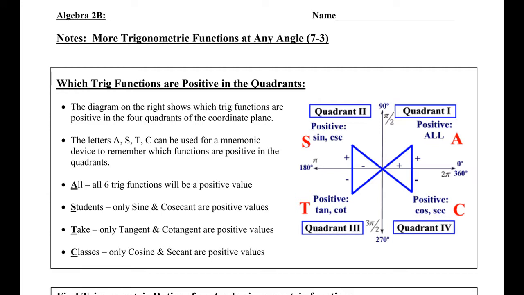To help you remember this, you can use the mnemonic device A, S, T, C. A stands for all trig functions are positive. S means that sine and its reciprocal are positive. T means that tangent and its reciprocal are positive. And C means that cosine and its reciprocal are positive. To help you remember A, S, T, C, we use the phrase all students take classes.